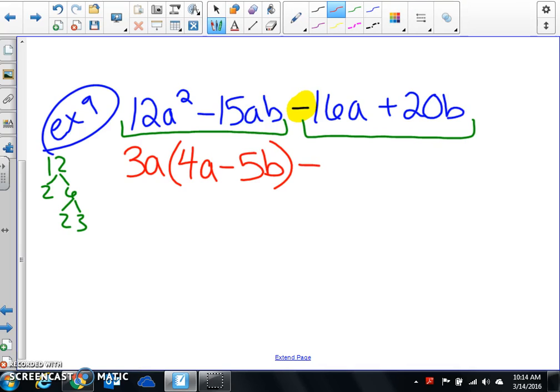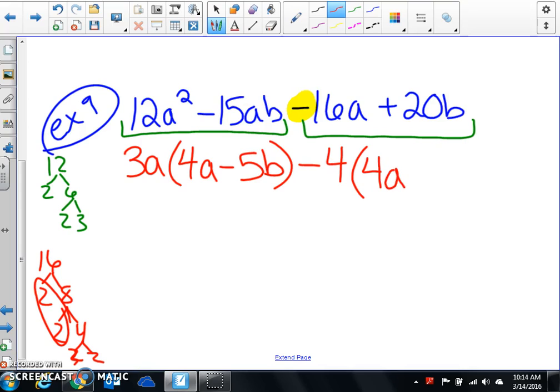16 does not go into 20, but 16 is 2 times 8, 2 times 4, 2 times 2. So I can take 4 at least out of each one. So 4, right? Because 16 divided by 4 is 4, 20 divided by 4 is 5. So negative 16 divided by negative 4 is a positive 4, and then I've got that a. Positive 20 divided by negative 4 is a negative 5, and I have that b.